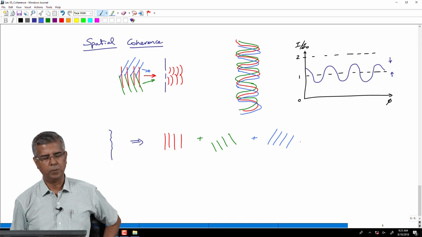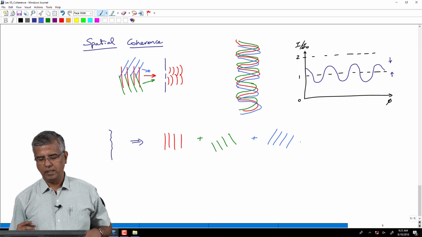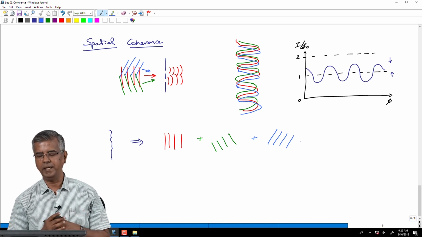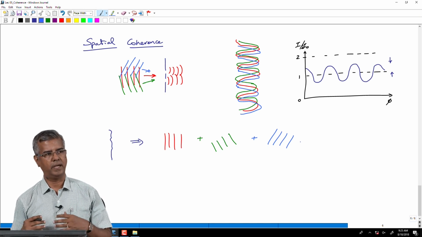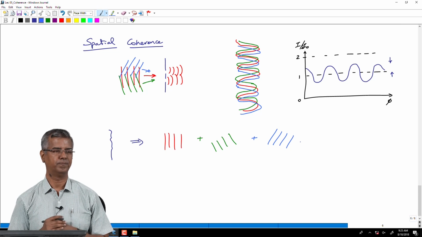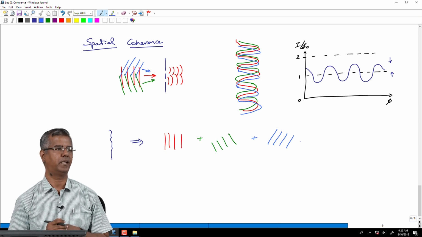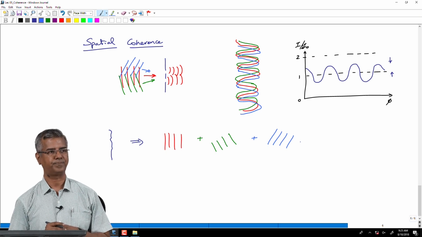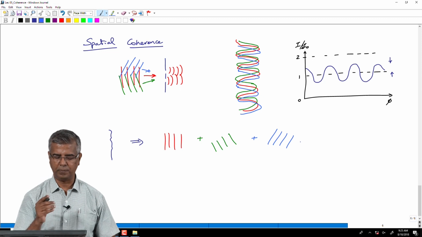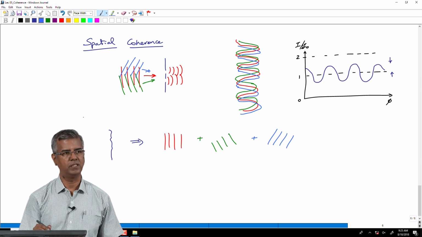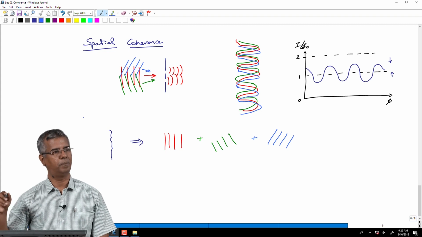So, effectively what we are defining here is another coherence term, which depends on the spatial properties of the light that we are looking at. Okay. So, previously we were looking at temporal coherence, you were looking at u of t plus tau.